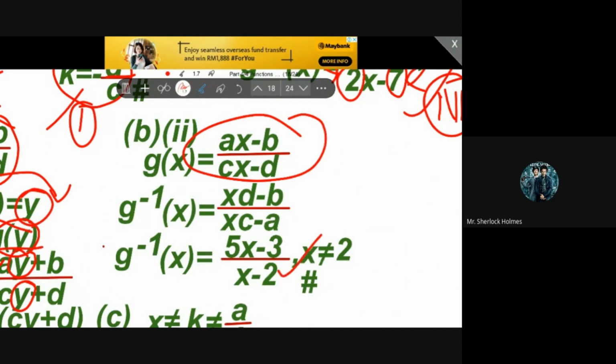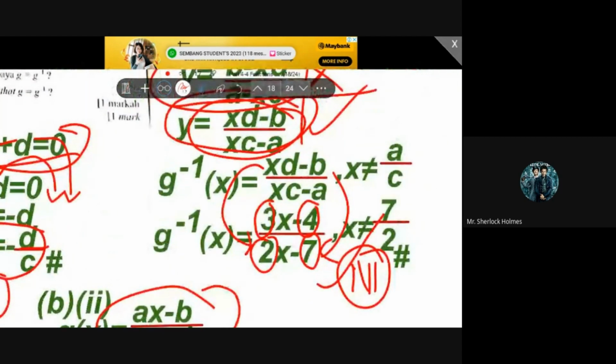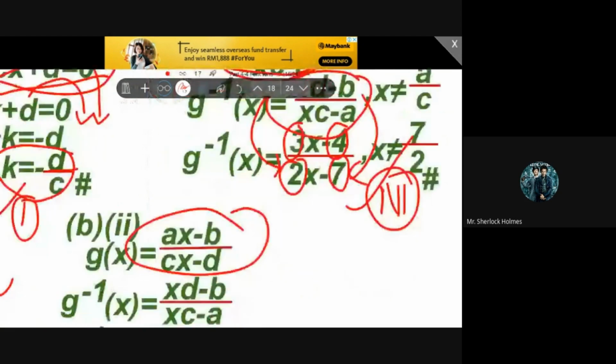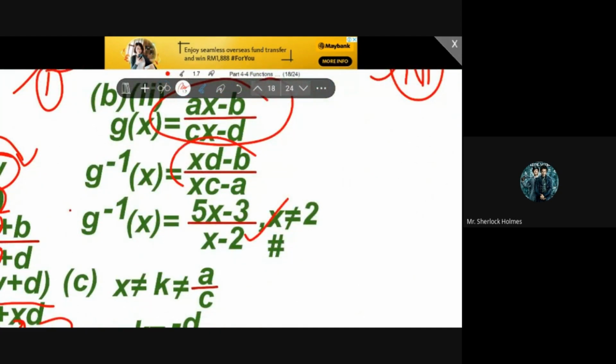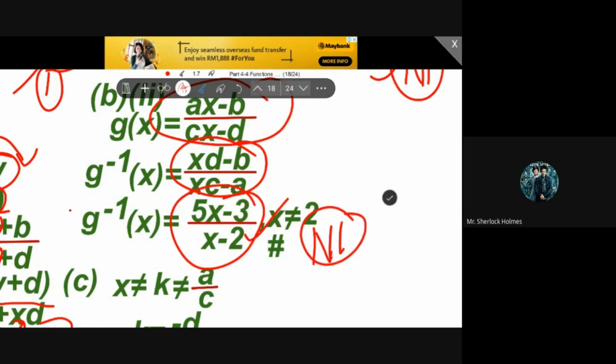Means you just copy back the same inverse function on top over here. See the inverse function over here, xd minus b over xc minus a, saya bubuh kat sini saja, right over here. So this one. So kamu boleh ganti terus nilai A, B, C, D dalam jawapan kamu. So yeah, you get 1 mark for this lah. 1 markah. So yeah, good.